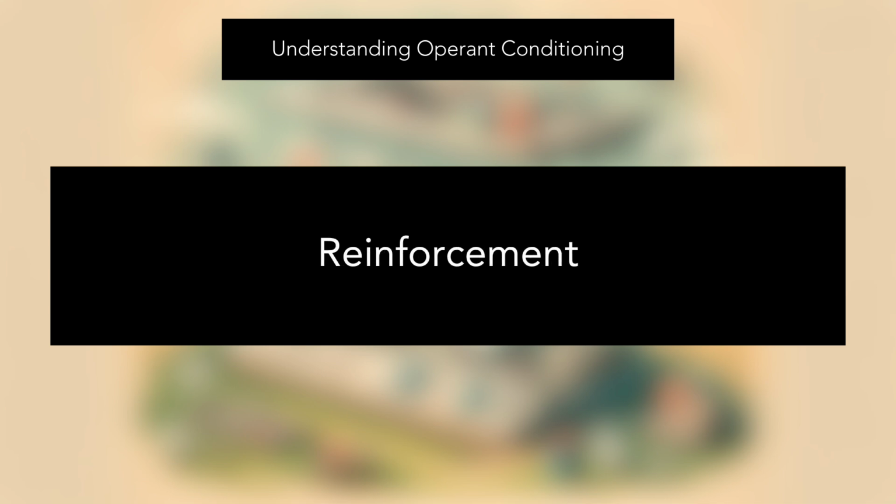Reinforcement is a key concept in operant conditioning, involving any event that strengthens or increases the likelihood of a behavior. Reinforcements can be positive, that is, adding a desirable stimulus, or negative, that is, removing an aversive stimulus. Punishment, which is the opposite of reinforcement, is any event that weakens or decreases the likelihood of a behavior. Punishments can also be positive, that is, adding an aversive stimulus, or negative, that is, removing a desirable stimulus.